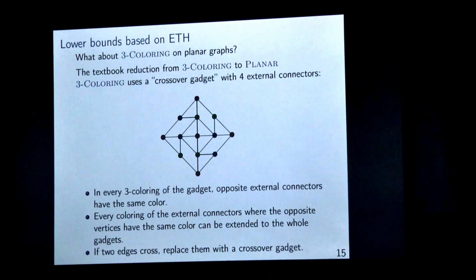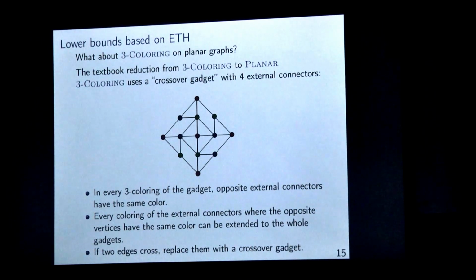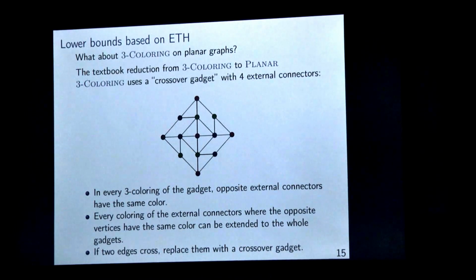Now, how does the reduction work? Basically, for planar graphs, you start with a general graph. You start with an embedding. They might cross. What is the crossing? And this is like 4 jumps. You delete this part, and from the 4 connectors, you add your gadget. This is exactly how you make your reduction for planar graphs.